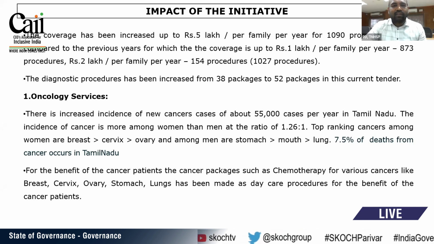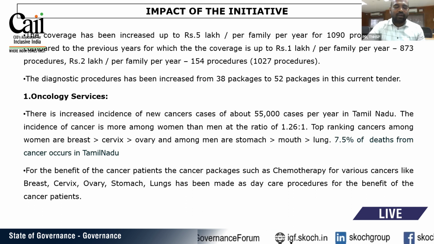The total coverage for the families has been increased to 5 lakhs per family per year. In the previous years, it was 1 lakh per family, later revised to 2 lakh per family, and now it is 5 lakhs per family per year. Also, the number of procedures has increased. Right now there are 1,090 procedures, compared to the previous 873, which was later revised to 1,027 procedures. Also, the diagnostic procedures have been increased from 38 to 52 packages in the new tender.